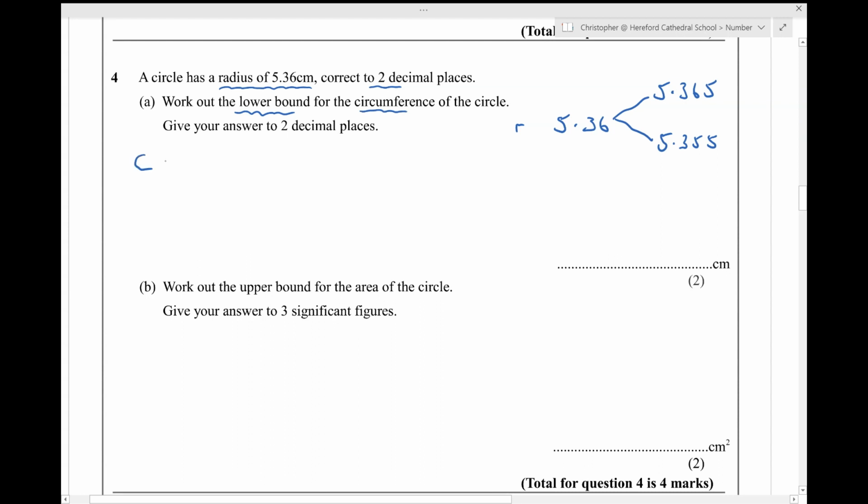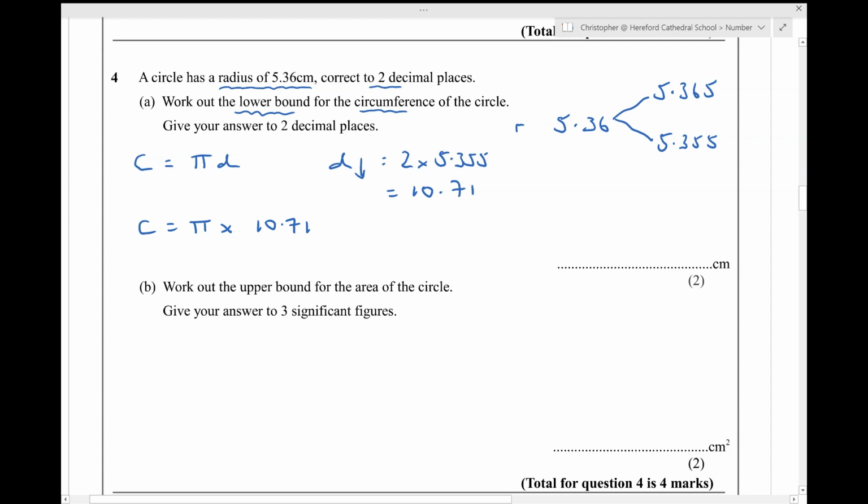Well, the circumference of the circle is pi d, and the diameter, of course, is twice the radius, and I want the lower bound, so I'll find the lowest possible diameter, which is twice 5.355. 5.355 times by 2 gives me 10.71. Okay, so that's the lowest possible diameter.